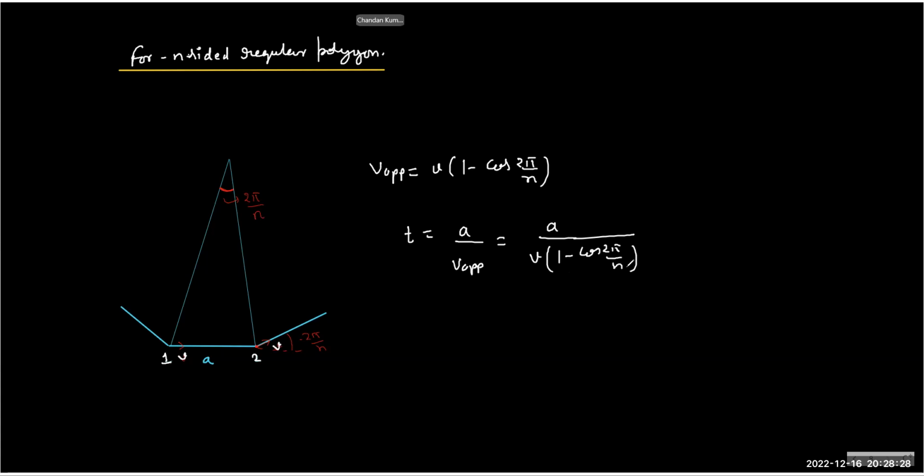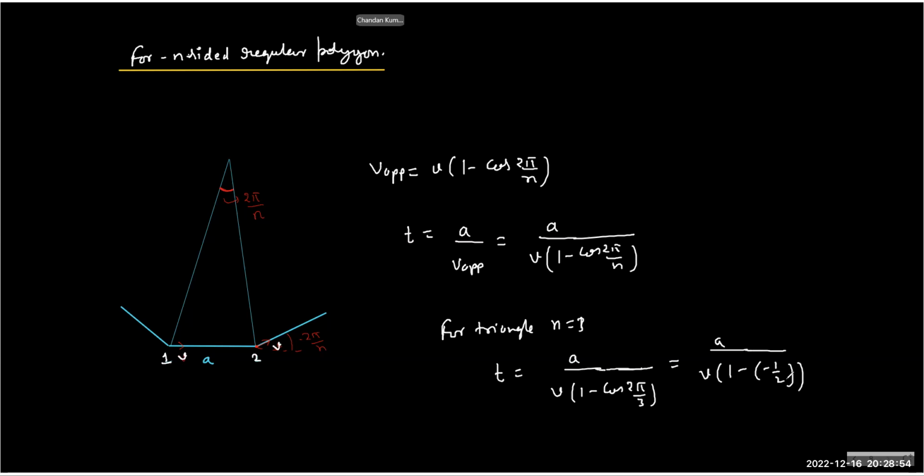So for a triangle, what is n? 3. So if you put n equals 3, what will you get? Cos 2 pi by 3. You know, 2 pi by 3 is 120 degrees, and cos 120 is how much? Minus half. I hope you remember this. So this will become 2A by 3V. So by putting the value of n, you can get the answer for any polygon.